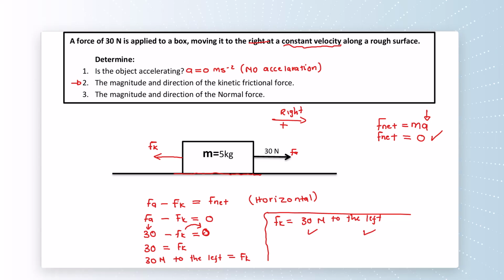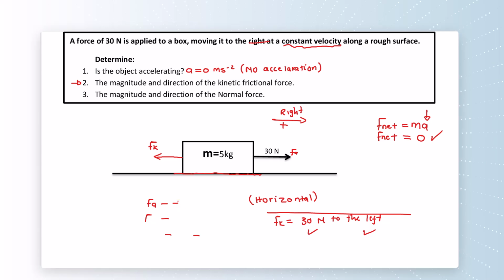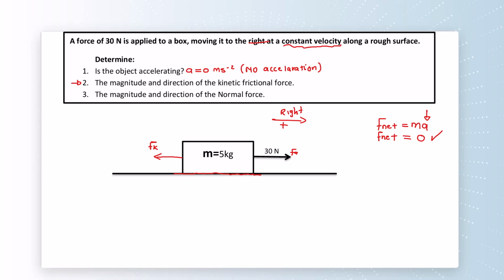If you feel I was too fast, please just go back, watch this again, and make some notes. But the takeaway in this specific problem is that constant velocity means 0 acceleration, hence 0 F net. F net is the sum of all the forces in whatever direction you are looking at. Here we're working with horizontal forces, so when we sum all our horizontal forces, we must get 0 because that's the F net. Great.